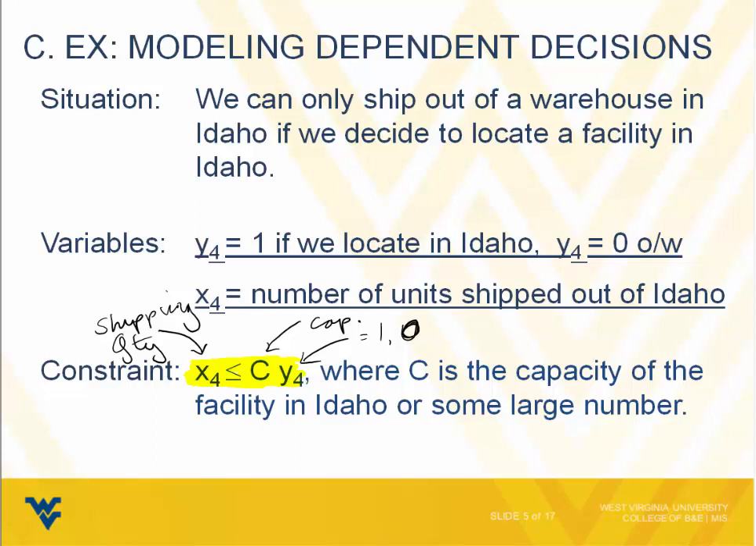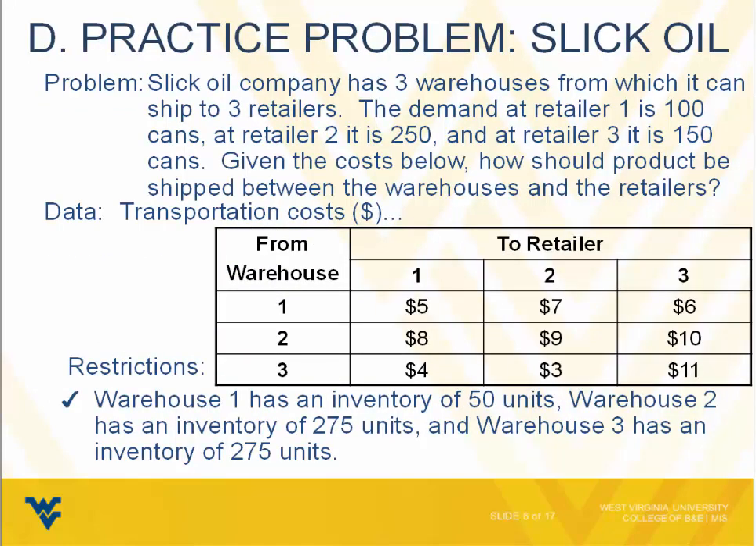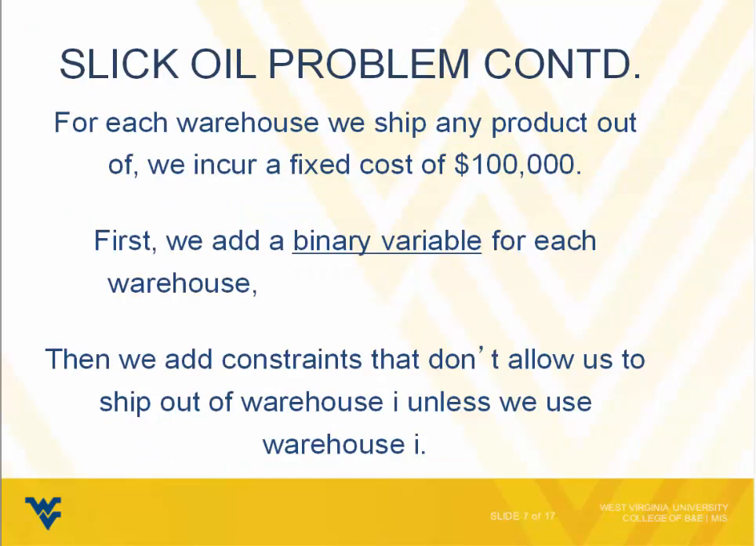All right, so let's do an example now. Look at your slick oil problem next. It's a straightforward transportation problem. We have 3 warehouses, 3 customers, and we have transportation costs for each lane. We've done this a number of times. Your homework has it, and we did it as a practice problem in class, right? So now we add some nuance. We incur a fixed cost of $100,000 every time we open that particular warehouse. So obviously we have to add a binary variable, as we just saw.